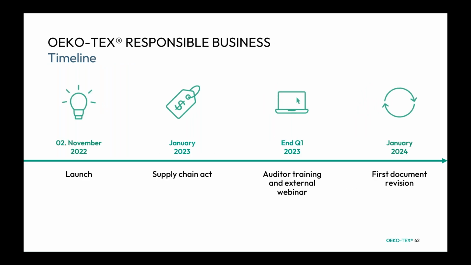And a little bit about the timeline. Lastly, we started the launch in November of 2022, so it's a fairly young certificate. And this is just right on time because the Supply Chain Act has just gone into effect, and end of Q1 of this year, we will also have an auditor training and an external webinar for the Responsible Business certificate. And January 2024, we will have our first document revision.